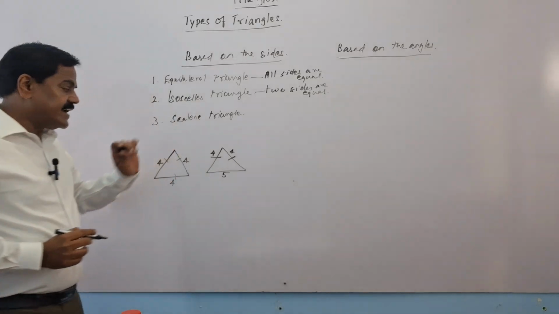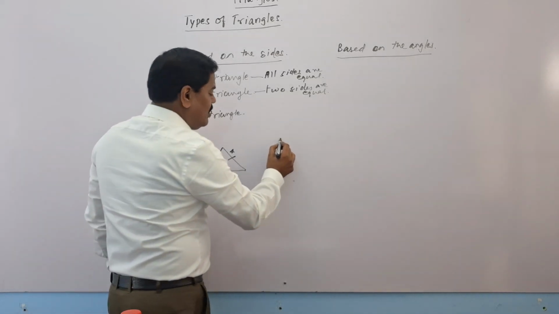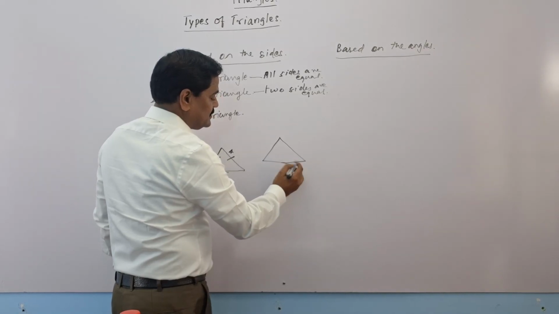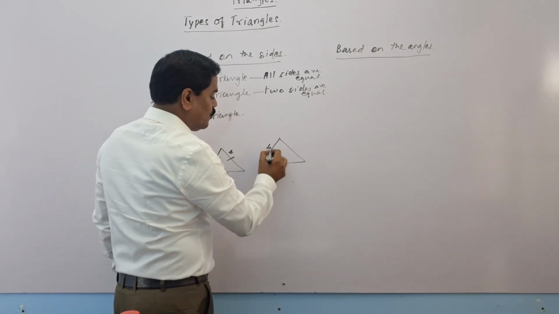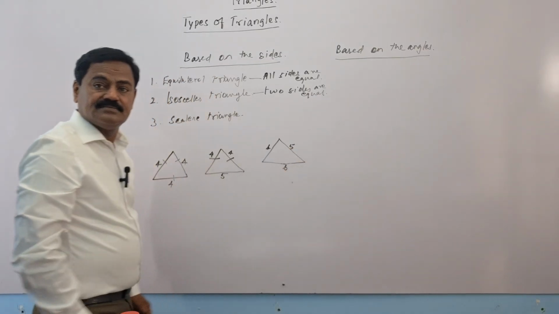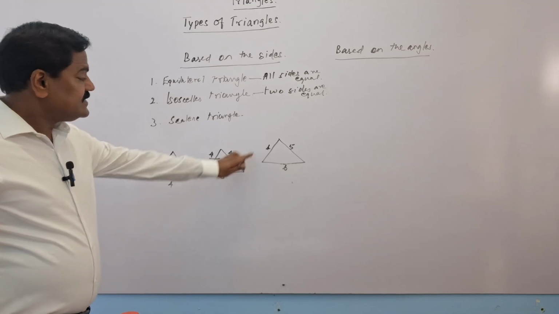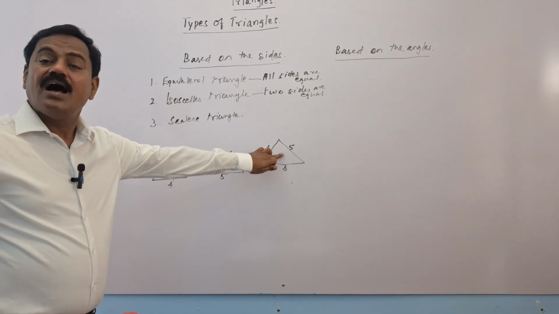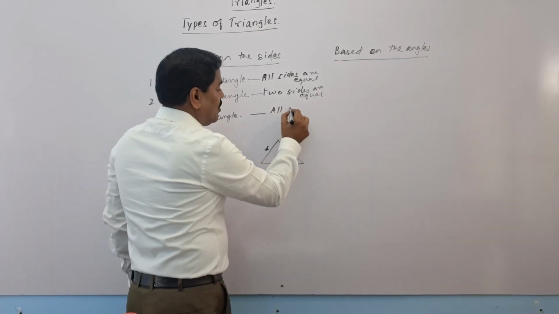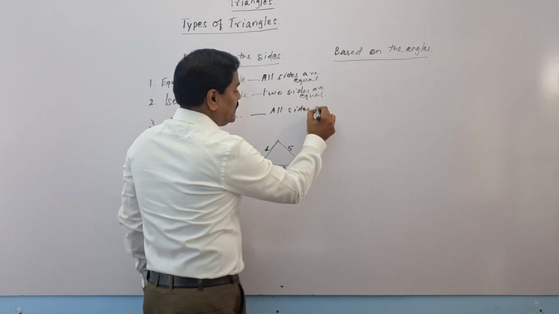Right. For a scalene triangle, all sides are having different measurements. Okay, so this is 4, this is 5, this is 6. See, all sides are unequal. So you can write here, all sides are unequal.